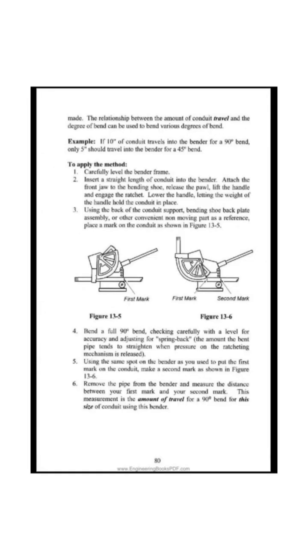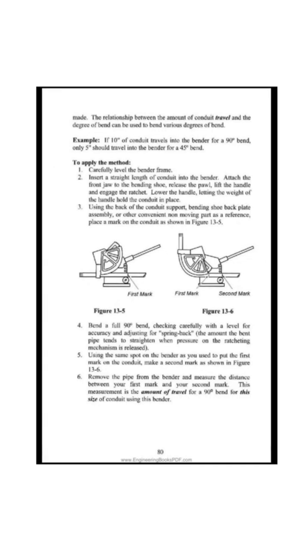3. Using the back of the conduit support, bending shoe back plate assembly, or other convenient non-moving part as a reference, place a mark on the conduit as shown in figure 13-5. 4. Bend a full 90° bend, checking carefully with a level for accuracy and adjusting for spring back, the amount the bent pipe tends to straighten when pressure on the ratcheting mechanism is released.